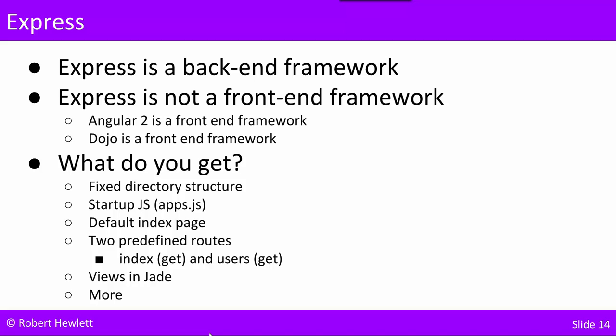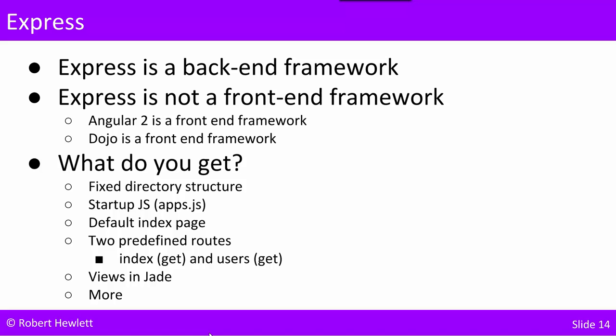So what do you get when you use a framework? So you get a fixed directory structure, which is great. You have to learn what that directory structure is about, but then you know where everything's going to be once you learn that. So you get a startup JavaScript. So the app.js file is basically a JavaScript file that fires up the web server. Because remember, we're making a web server. So all that complexity about how do you make a web server? How do you make it run on port 3000 or 80? All that's handled by app.js.